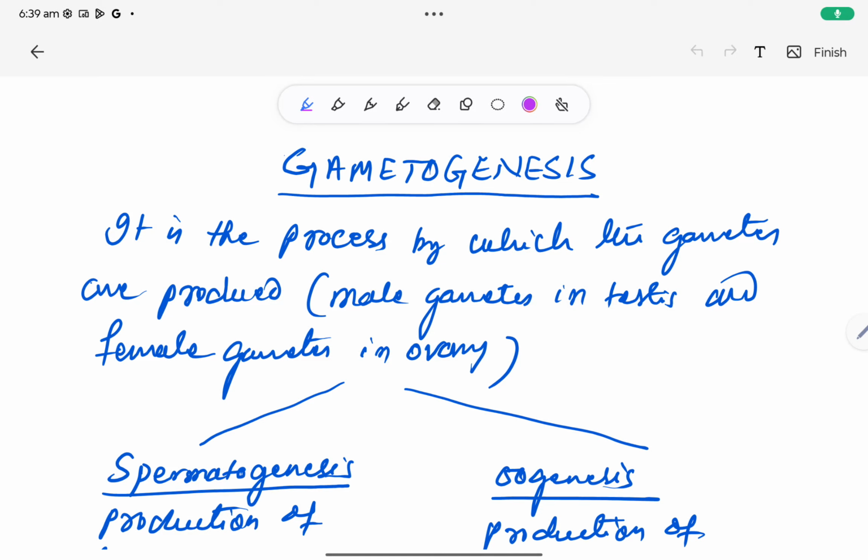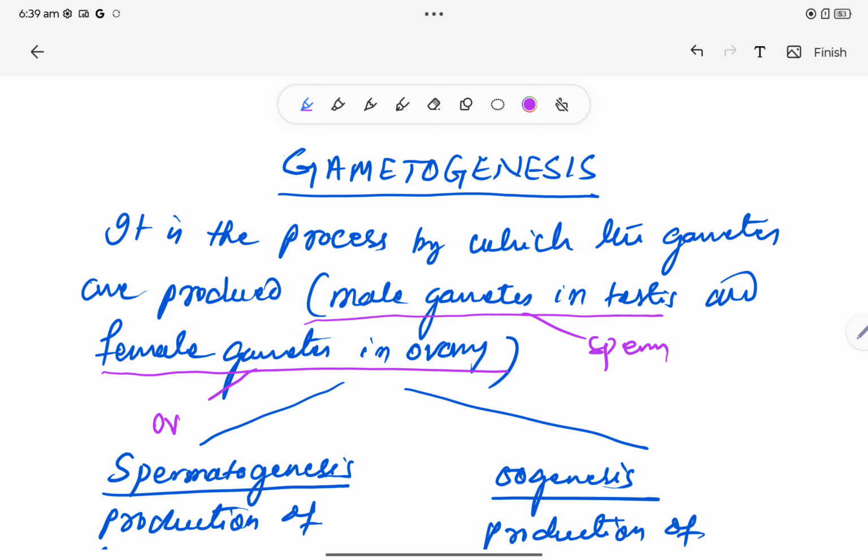Welcome, children. We have already discussed the male and female reproductive system of human, and I hope there is no doubt in those two topics. Today we'll be discussing gametogenesis, that is, the process by which the gametes are produced. The male gametes are produced in the testes, and the female gametes are produced in the ovary. The male gamete is the sperm, and the female gamete is the ovum.